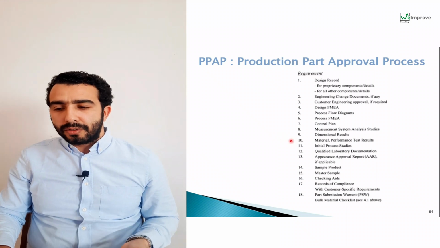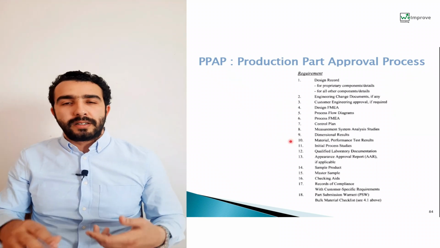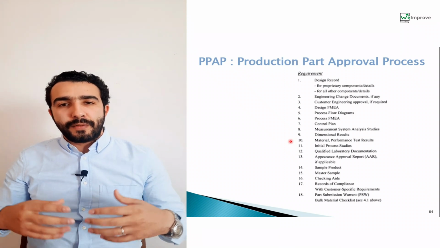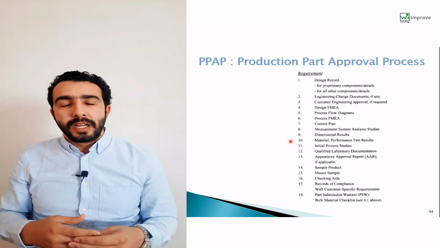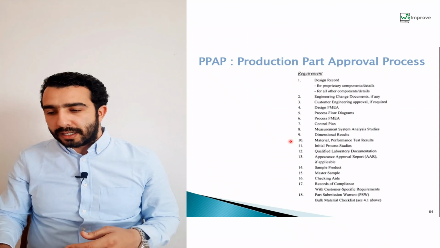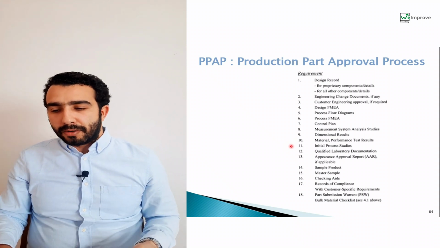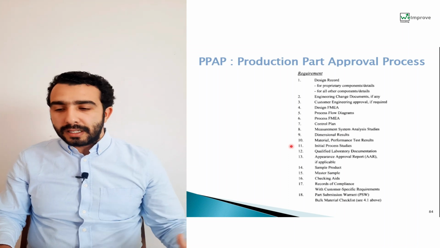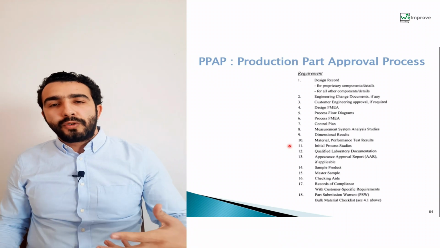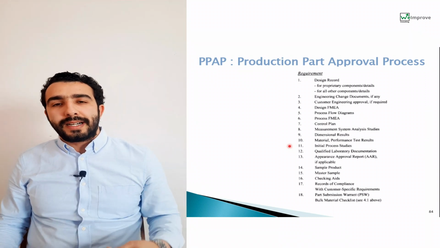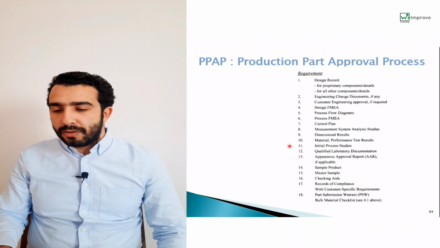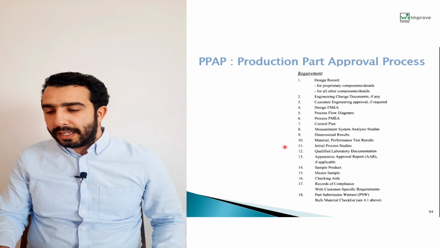So let's go now to the 10th element. It's the material performance test results. If the product has any characteristics and specifications regarding the material performance, you have to make those tests and submit them to your customer. The 11th element is the initial process studies, which is the capabilities. So you have to make the capabilities, Cpk and Ppk, and prove to your customer that your process is capable of producing good parts. I will also make another video regarding the capabilities, Cpk and Ppk.